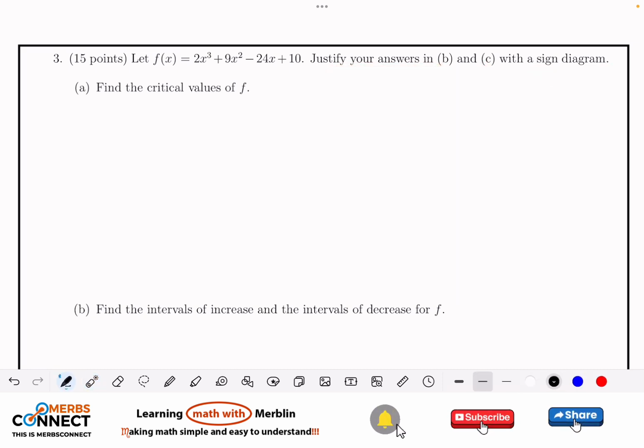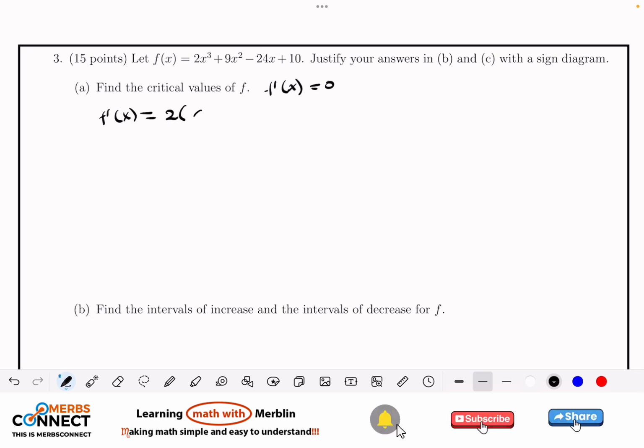So for the critical values, that is when f prime of x is equal to 0, right? So what you are going to do is now we need f prime of x before we set it to 0. So let's use the power rule to do that. So when I differentiate x to the power 3, I'll have 3x squared.